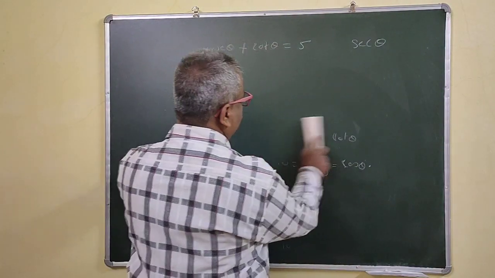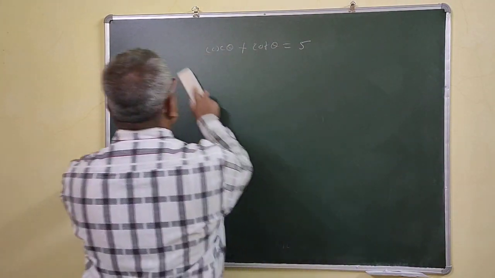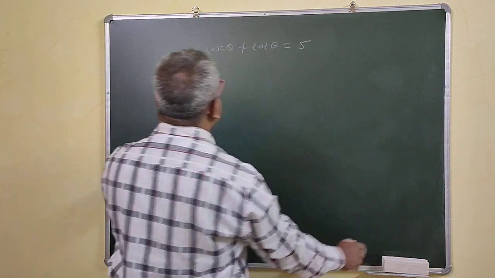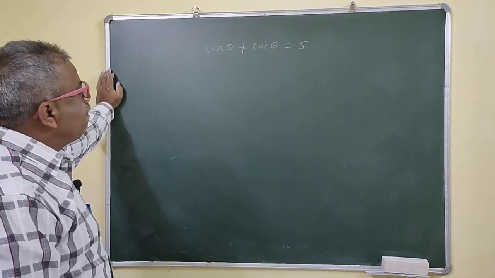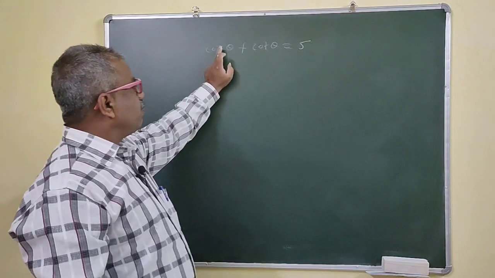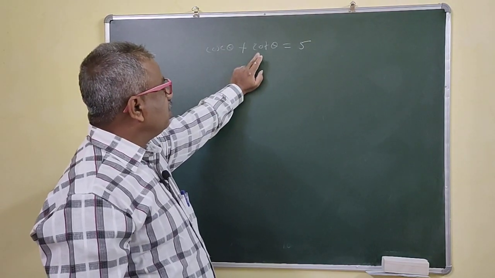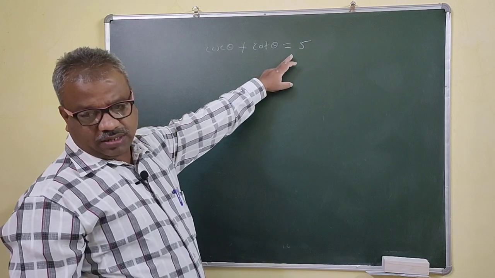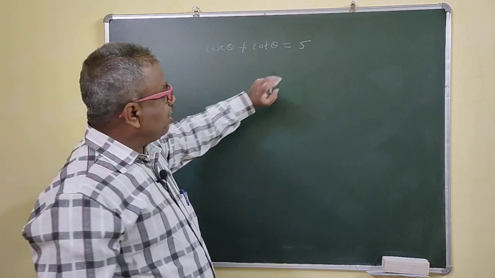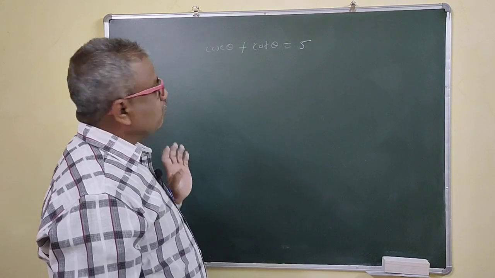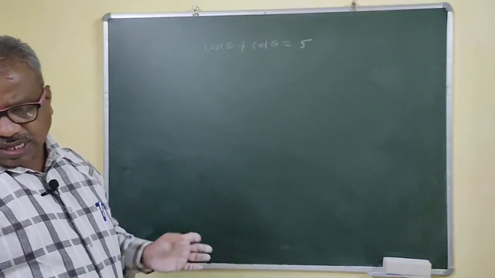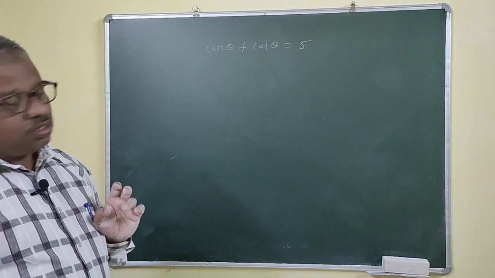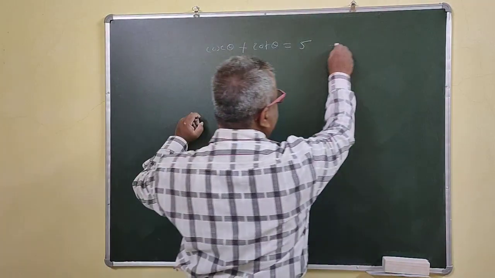Cosec theta is 1 upon sin theta, so 1 plus cos theta is equal to 5 sin theta. But that does not work now, because both sin and cos will occur there. So what we'll do? We'll write this as 1.